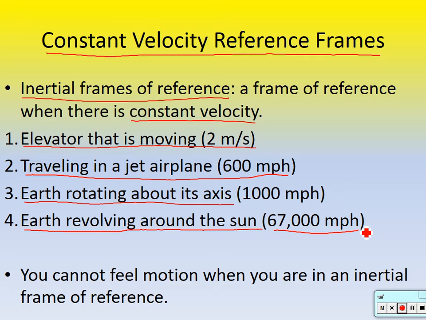So the main point that I want you to understand is right here. You cannot feel motion when you are in an inertial frame of reference. Just like you can't tell if you're moving on an elevator, we can't tell we're moving at a constant velocity around the sun. It's going at a constant velocity. So those frames of reference are called inertial frames of reference.